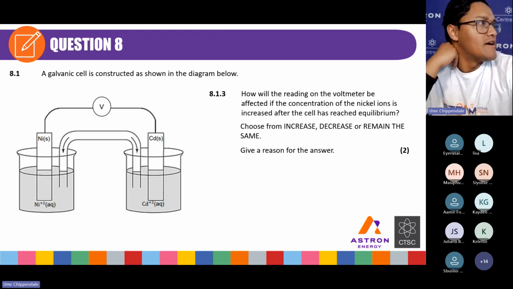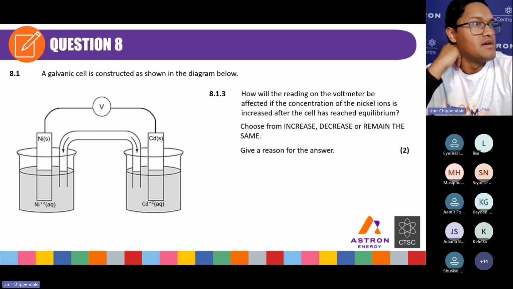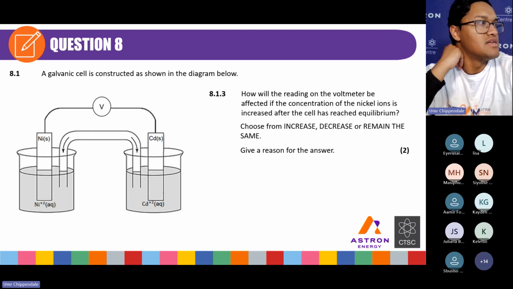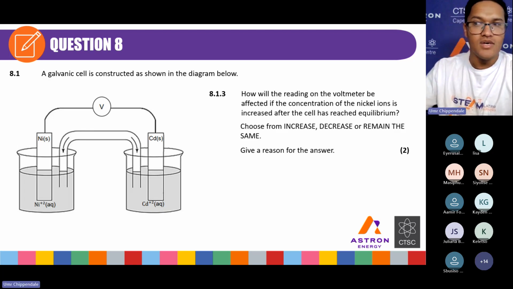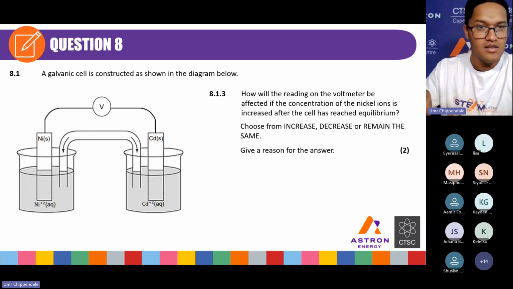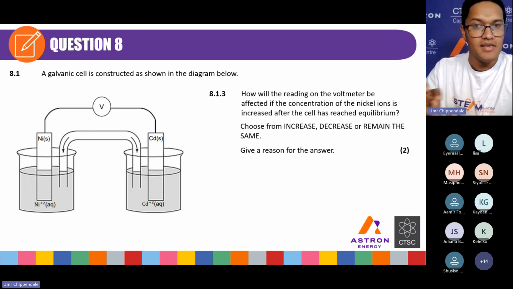So here we see the galvanic cell, that is the diagram that was given, and this is all that was given over here, right? So now we need to increase, decrease, or remain the same. Now remember, the way this works is you will have a substance that will always give away its electrons, and the other substance will accept those electrons. So out of these, our cadmium is the part that was giving away its electrons, and our nickel was the part that was accepting our electrons, right?